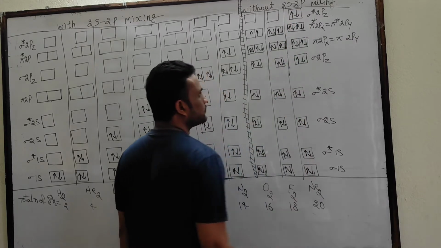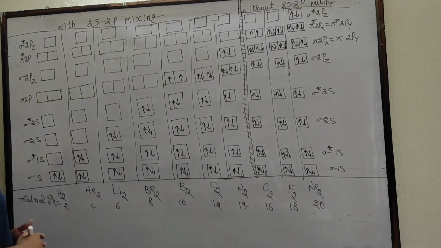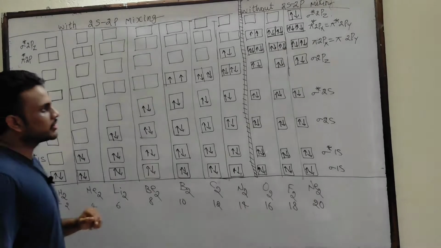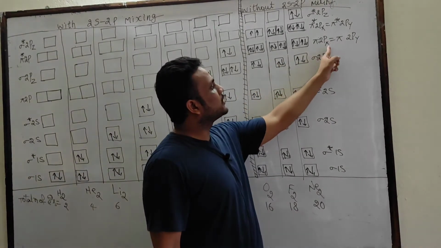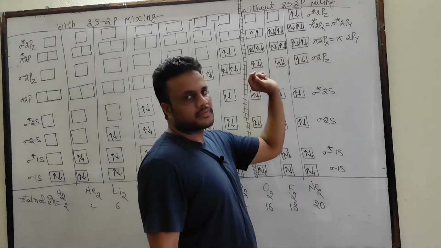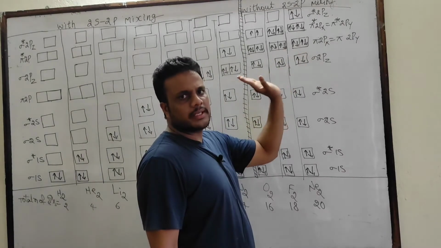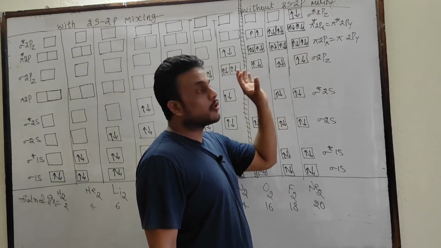You see this one. Okay, so up to 14 electrons, the configuration is like this. After sigma star 2s, pi 2p, this is actually pi 2px and pi 2py. There is no space, that's why I didn't mention here, but I mentioned here. You see, pi 2px, pi 2py, they have the same energy. Degenerate orbitals. That's why here we have to strictly follow Hund's rule.